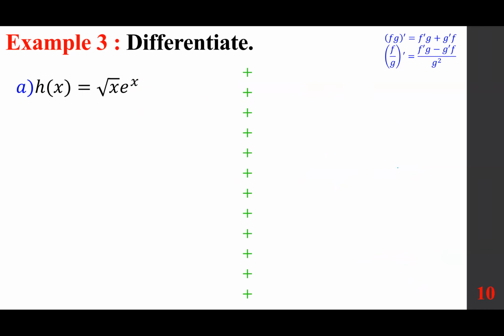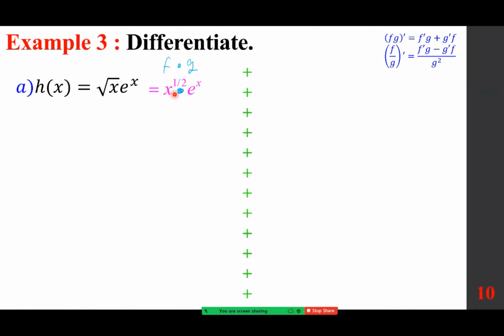We're going to change square root of x to x to the power of 1/2. We put a raised dot in between, meaning we are going to use the product rule. So f prime, you're taking the derivative of x to the power of 1/2. That means 1/2 x to the power of negative 1/2 times g, which is e to the power of x.